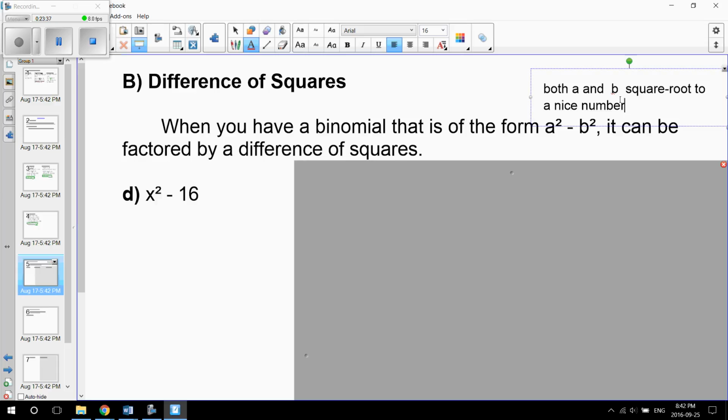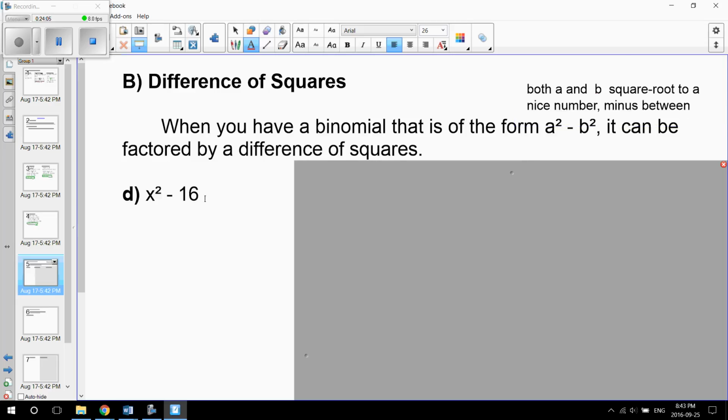So both a and b square root to a nice number, and there's a minus between them. That's really what we're looking for. If we see that our first number square roots to a nice number, meaning that it's a whole number, and our second number square roots to a nice number, and there's that minus between them, we know that we can use this case of difference of squares.